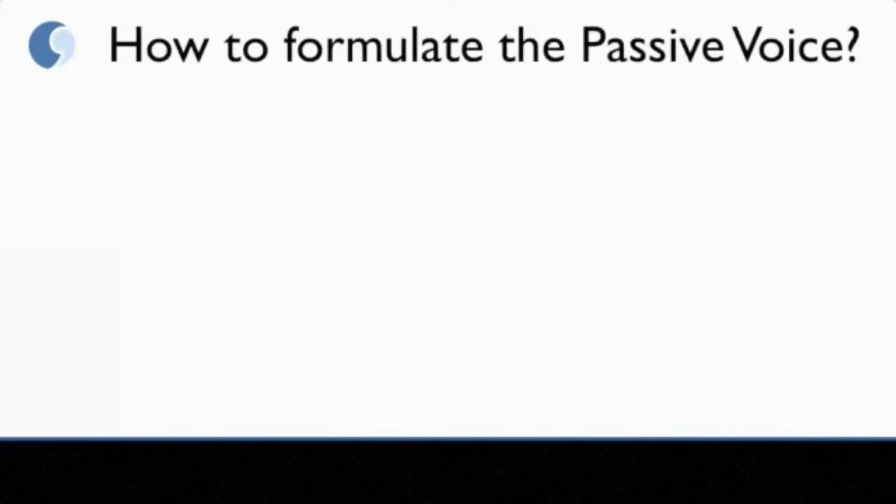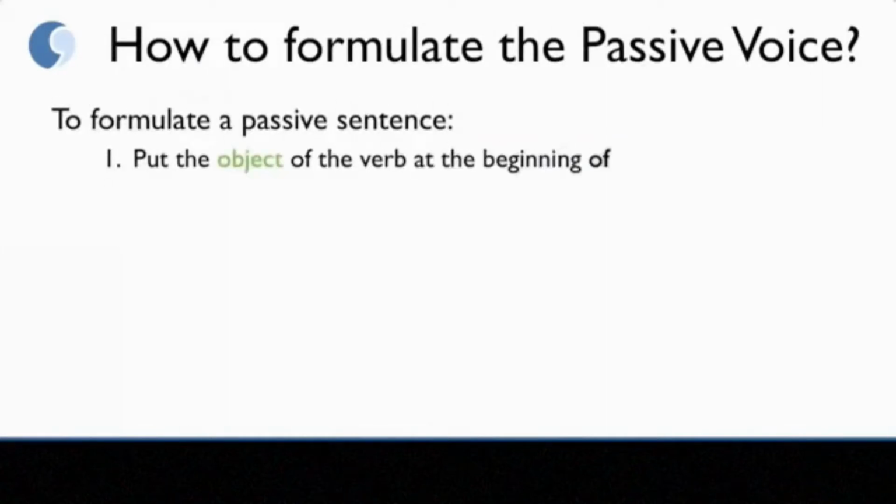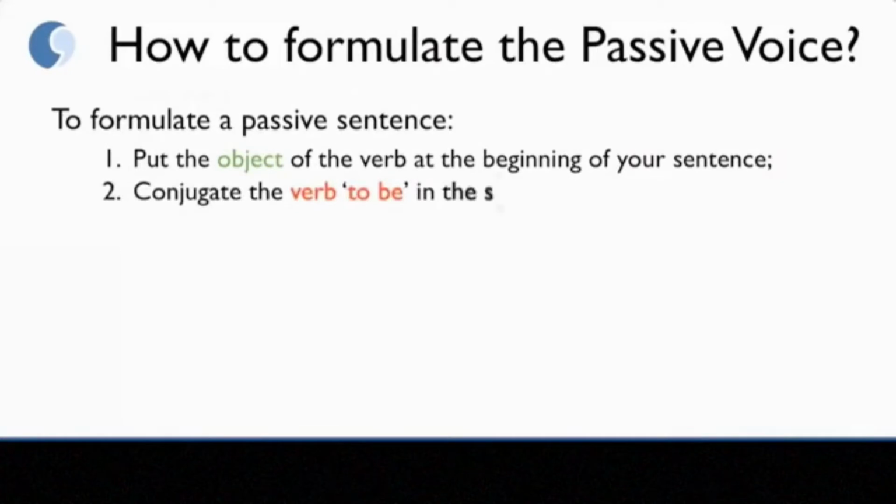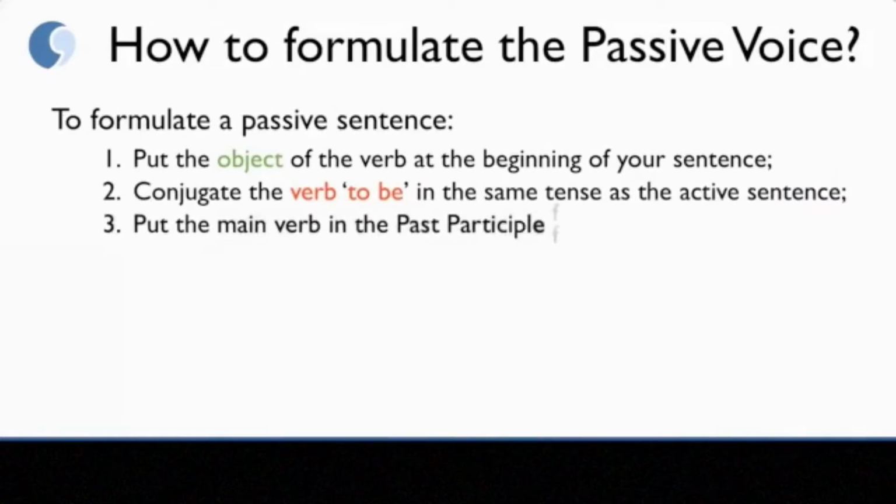Let's have a look at how to formulate the passive voice. There are three steps. First of all, put the object of the verb at the beginning of your sentence. Then, conjugate the verb to be in the same tense as the active sentence. And finally, put the main verb in the past participle form.